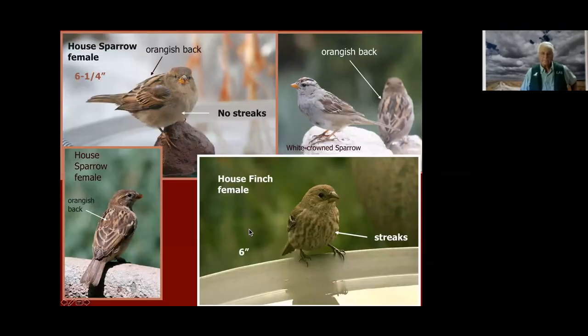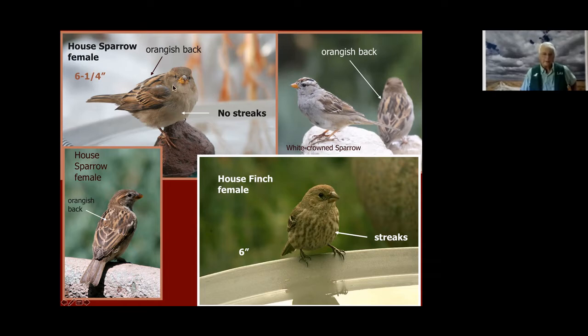Now, sometimes people ask me, well, how the heck can I tell this little LBJ, the house finch, from this other LBJ, the house sparrow? Well, a couple of easy ways. Easiest way is look at all the streaks on the house finch. House sparrows don't have the streaks, remember? All clear on the underside. And then the color of the beak, remember? House finches have got black beaks. House sparrows have got that orange on at least the lower mandible.